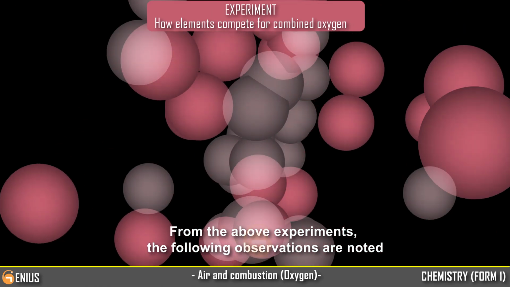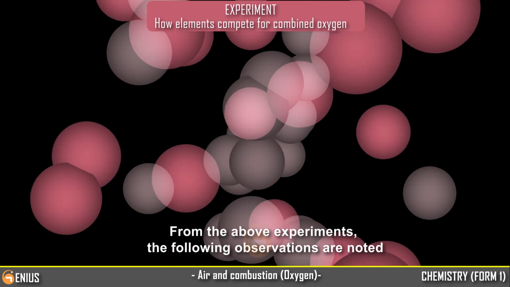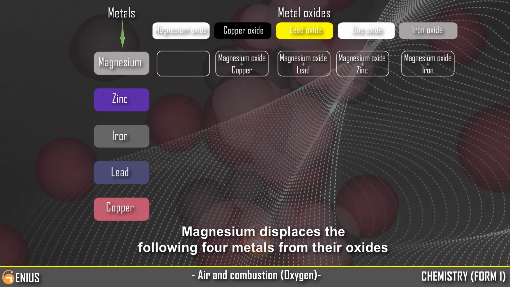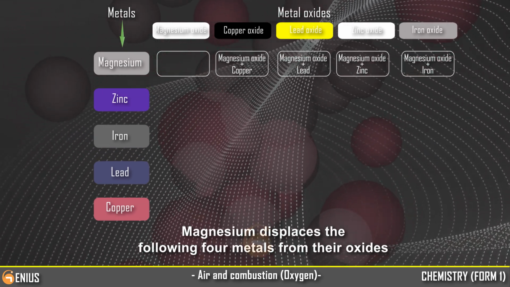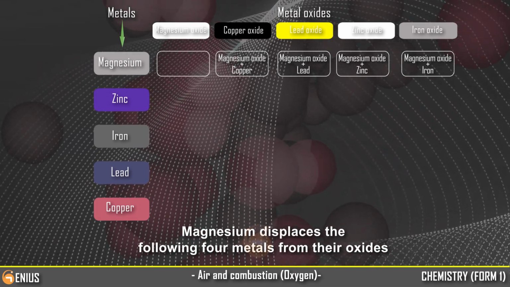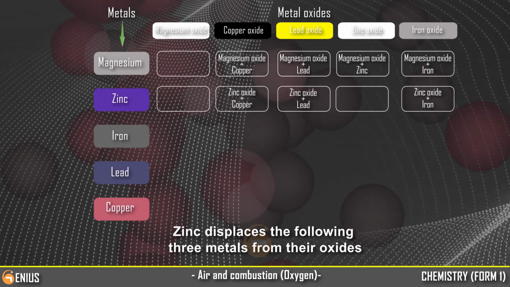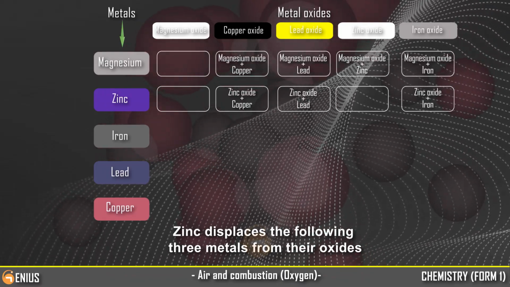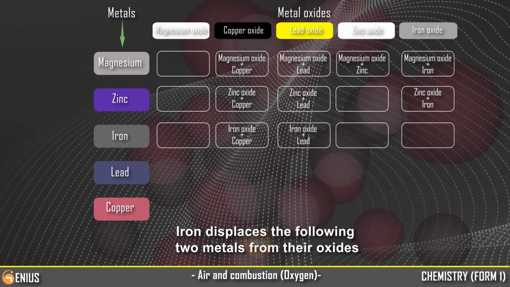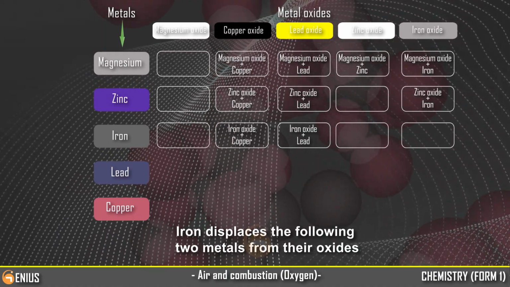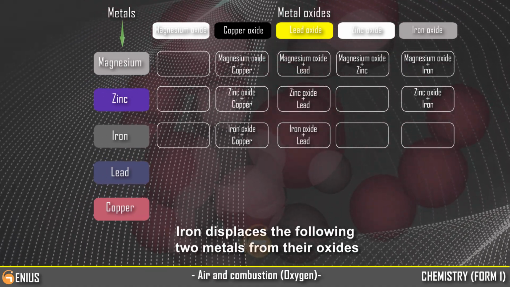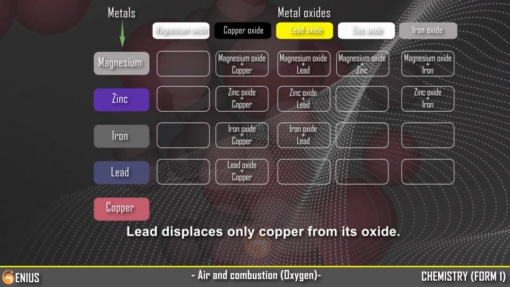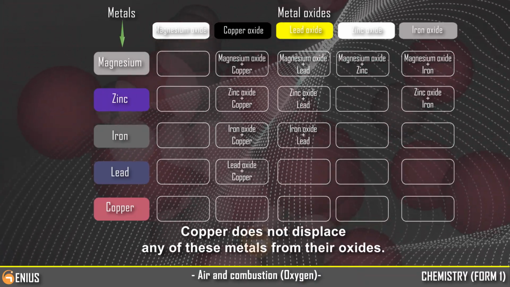From the above experiments, the following observations are noted. Magnesium displaces the following 4 metals from their oxides: copper, lead, zinc, and iron. Zinc displaces the following 3 metals from their oxides: copper, lead, and iron. Iron displaces the following 2 metals from their oxides: copper and lead. Lead displaces only copper from its oxide. Copper does not displace any of these metals from their oxides.